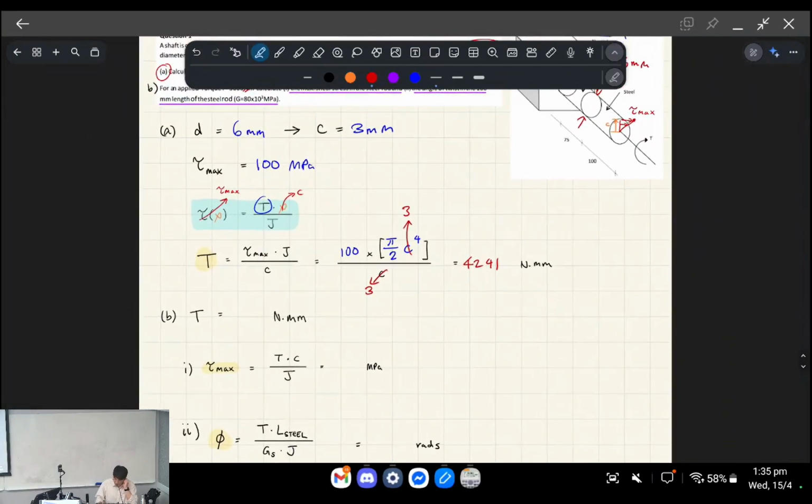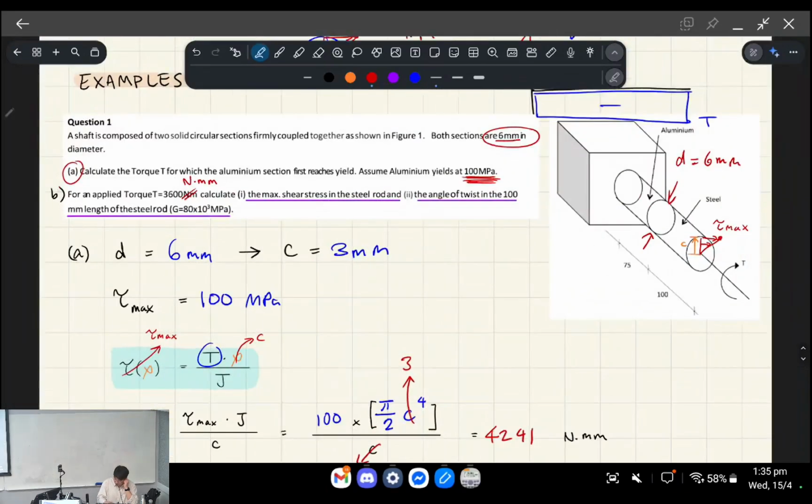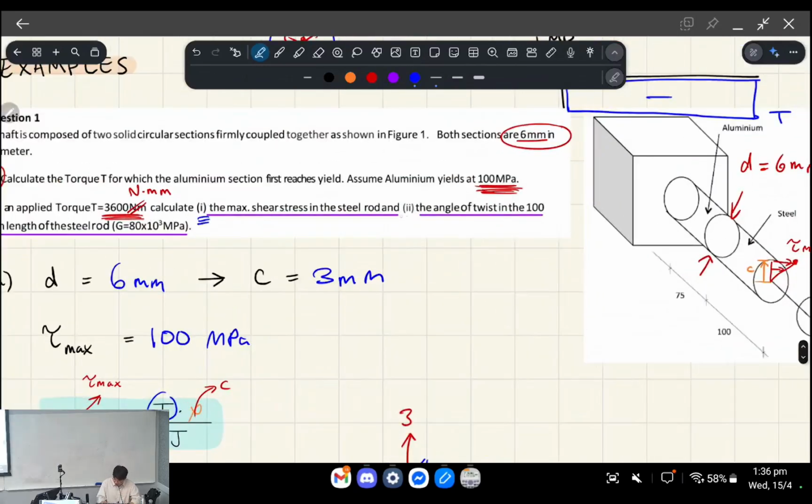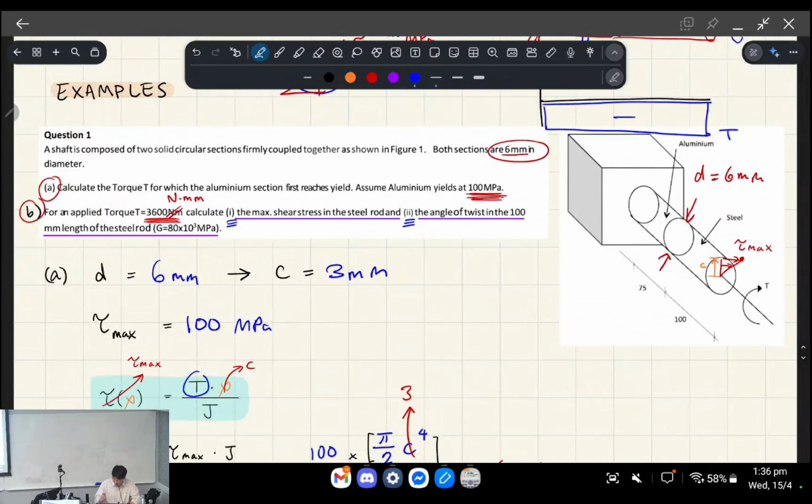Okay, and then the next part of this question says, for an applied torque of 3,600 Newton millimeters, they wrote the wrong thing in the question. Calculate the max shear stress on the rod and the angle of twist in the 100 millimeters length of steel rod. There's kind of two subparts to this, BI and BII. So for all of question B, we know that the torque is 3,600 now that we care about.